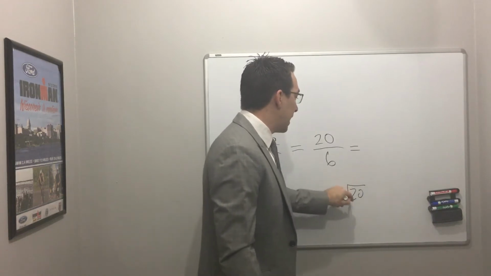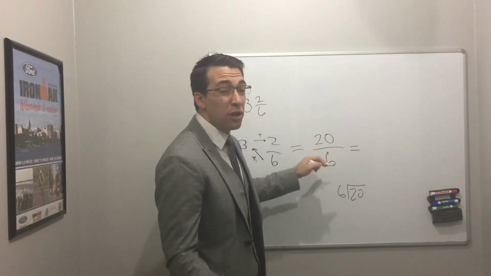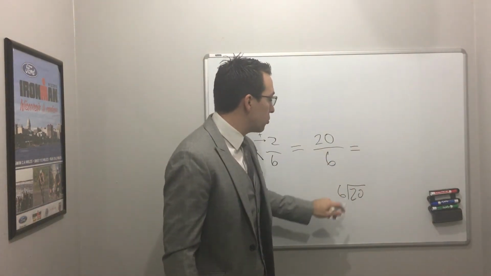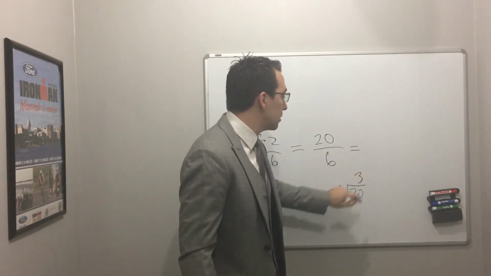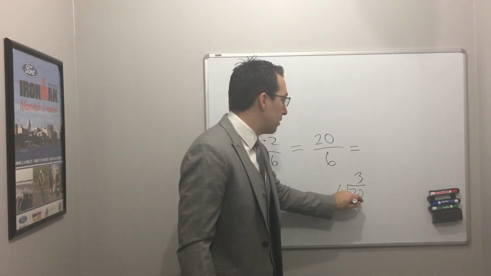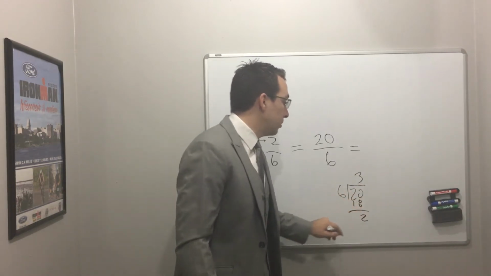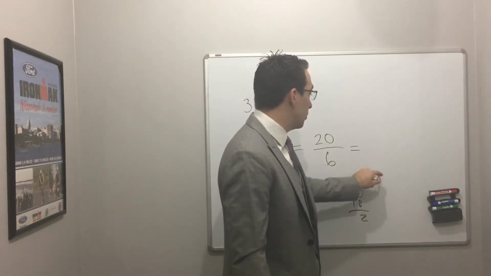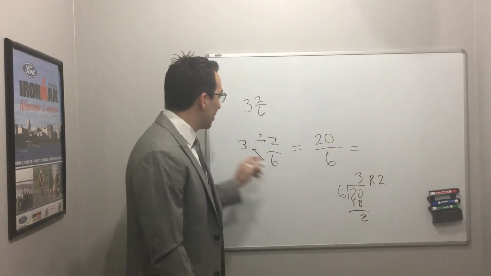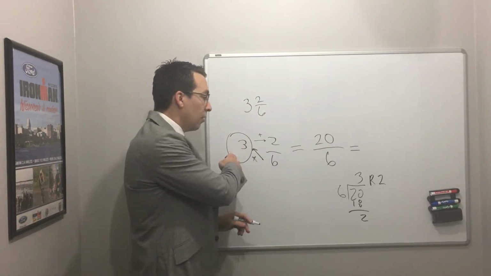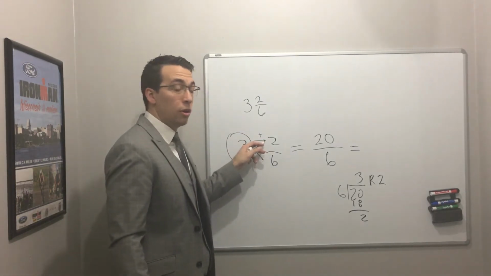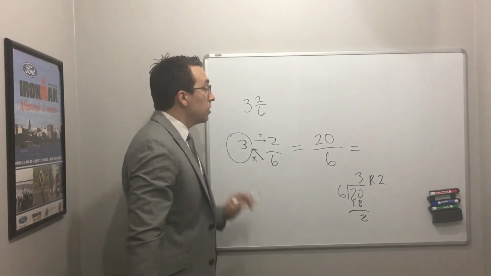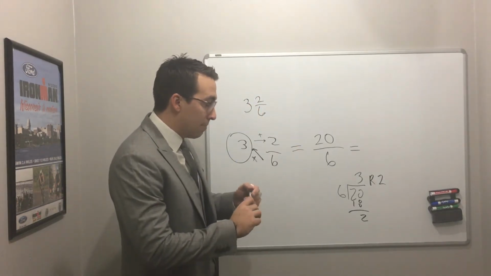20 divided by 6, right? Because we know that fractions are just division problems. 20 divided by 6. Well, 6 goes into 20 3 times. Oh, and that's 18, right? So then 2 is our remainder. 3 remainder 2. Oh, look. 3 with a remainder of 2 over 6. 3 and 2/6.